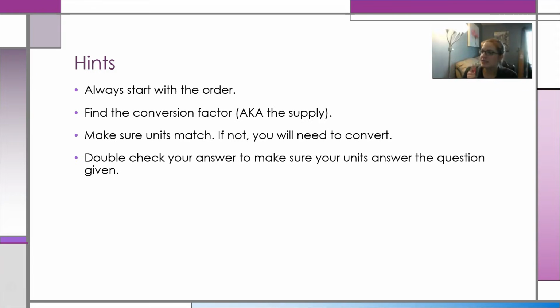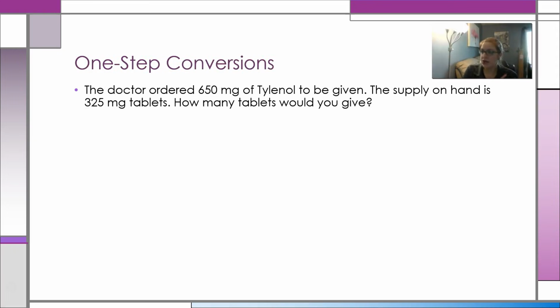So make sure you're always double checking yourself at the end. Because oftentimes if we don't get the correct units, that's a hint to us that maybe we either didn't do it correctly or we didn't take it far enough. We didn't do enough steps. So it's actually a good check for us. So those were our hints. Let's jump into our first practice problem.